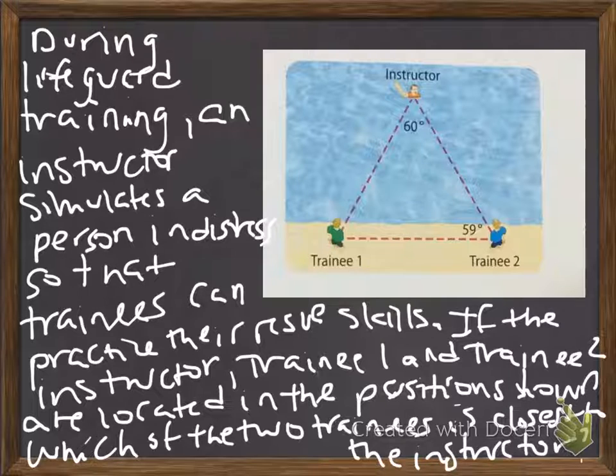And the last example here, we have a triangle. During lifeguard training, this instructor is simulating a person that's in distress, so needs help being rescued from each trainee. So to get help quickest, we need to figure out which trainee is going to be closest to the instructor. They've labeled 2 angles here, so that would make this third one have to be 61. So if we're trying to figure out the path to the instructor, either this side or this side, 61 is going to be a longer path.